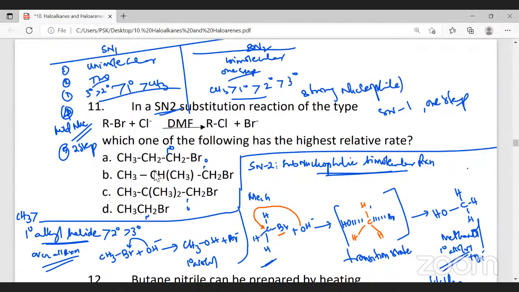Now, if you observe, all these are bulky groups. When all these are bulky groups, the OH group has to attack from the backside. When the OH group has to attack from the backside, what happens? Steric hindrance will take place. Due to steric hindrance, the rate of the reaction becomes slower. But the minimum steric hindrance is shown by this CH3CH2Br group, hence this will show the highest relative rate. The highest speed will be shown by option D. Did you follow this?